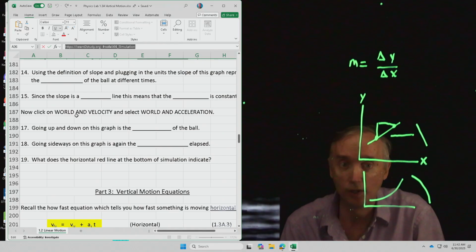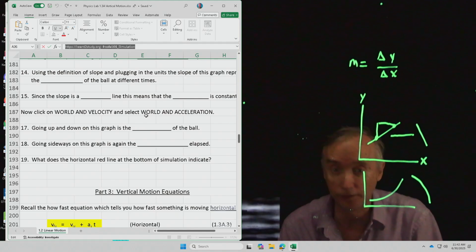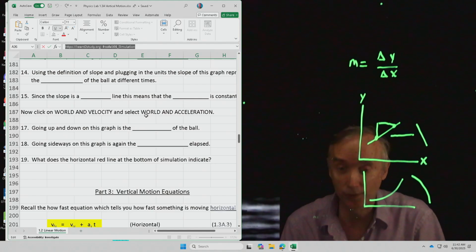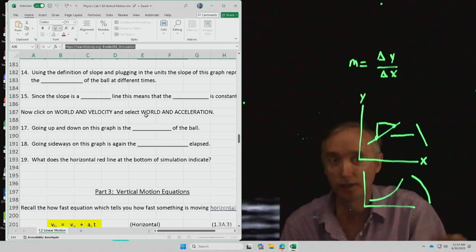All right, now we're going to do the third one. Click on the world and velocity, and now we're going to click on world and acceleration. So world and acceleration, what do you think it's going to be a graph of? So if the first one was a position versus time graph, and the second one was a velocity versus time graph, this one's going to be A, okay?